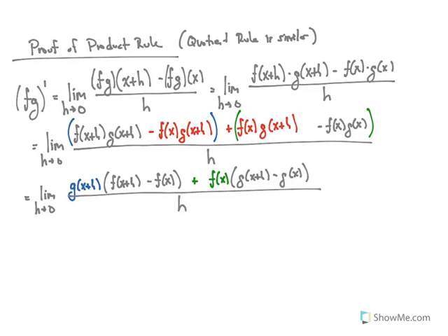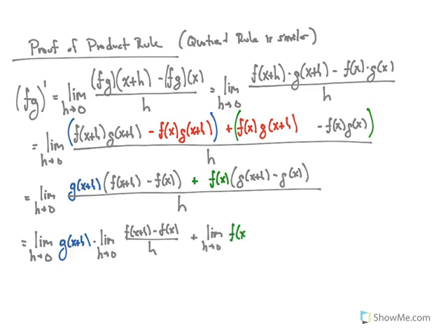So lastly, I'm going to do some limit rules. I'm going to write this as the limit as h approaches 0 of g of x plus h times the limit as h approaches 0 of f of x plus h minus f of x over h, plus the limit as h approaches 0 of f of x times the limit as h approaches 0 of g of x plus h minus g of x all over h.